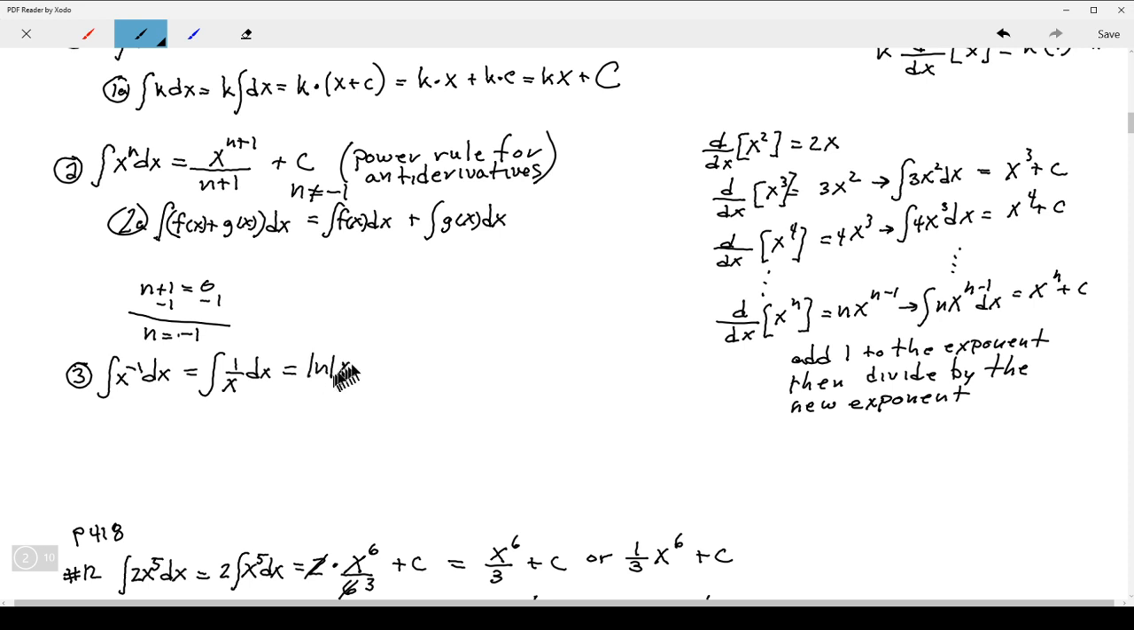Now, I have to do one thing, and that is throw absolute values around the x. We will talk about that later. So if you have x to the -1, or you have 1 over x, then that does not get done with the power rule because that would cause a problem. That is the derivative of the log. So the log is the antiderivative of x to the -1.